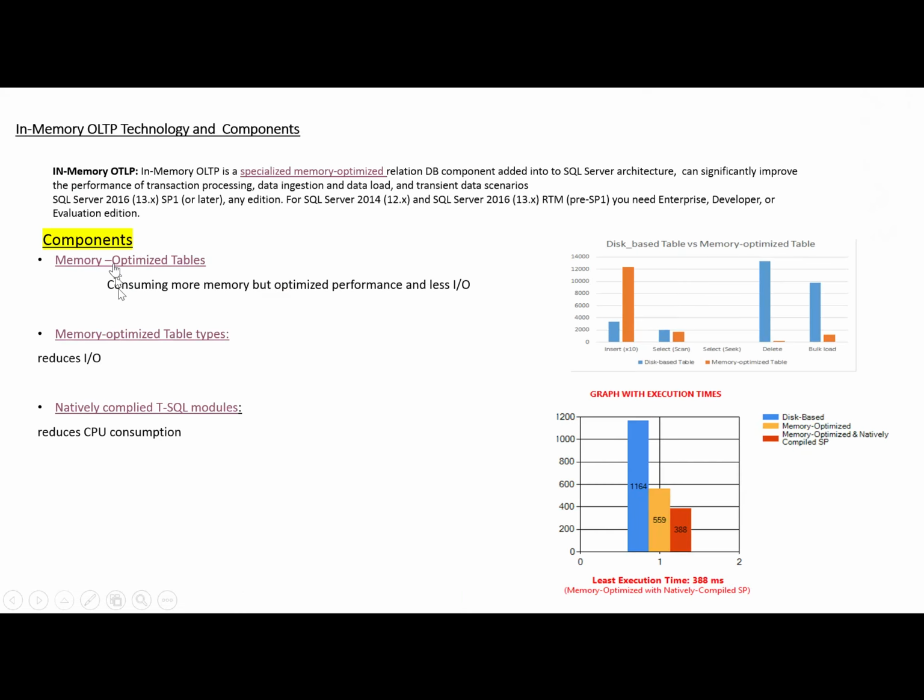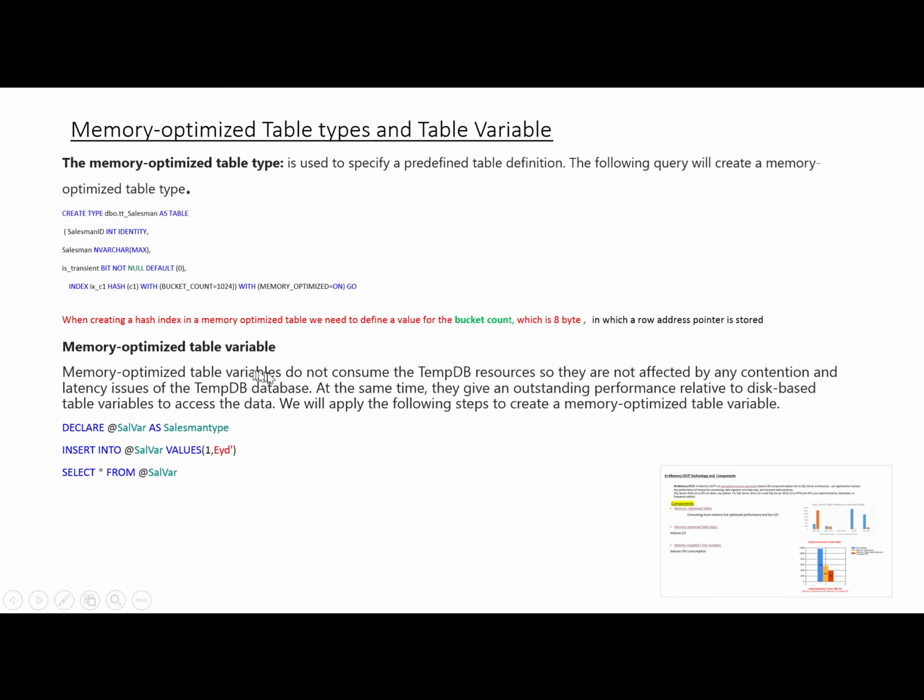So these are the memory optimized tables, which use less input output, but please keep in mind they use more memory. They will give better performance compared to disk based tables, with fewer input output instructions. Now the second component is memory optimized table types.